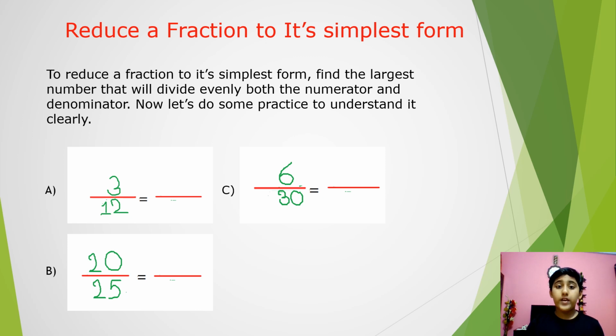Reduce a fraction to its simplest form. To reduce a fraction to its simplest form, we have to find the largest number which divides the numerator and the denominator evenly. So we have some examples to understand it clearly. So 3/12. We have to find the simplest form of 3/12. If you divide 3 by 3, it equals 1, and if we divide 12 by 3, we get 4. So we write it down. It's 1 by 4.